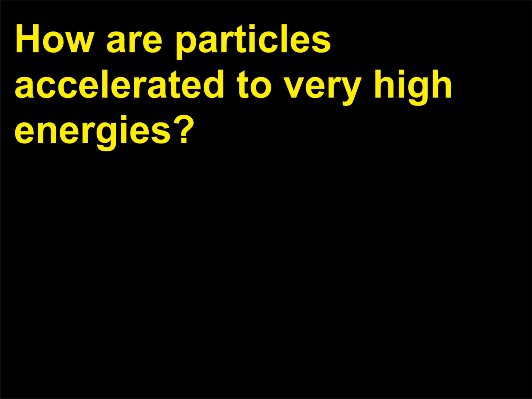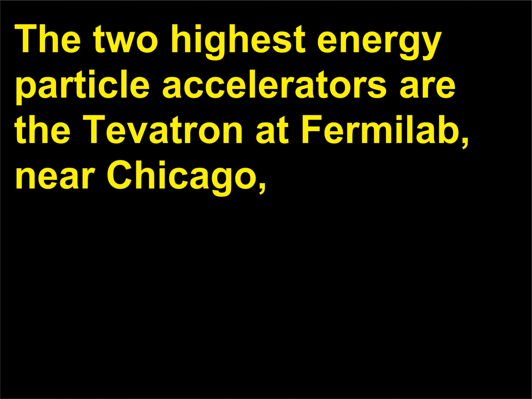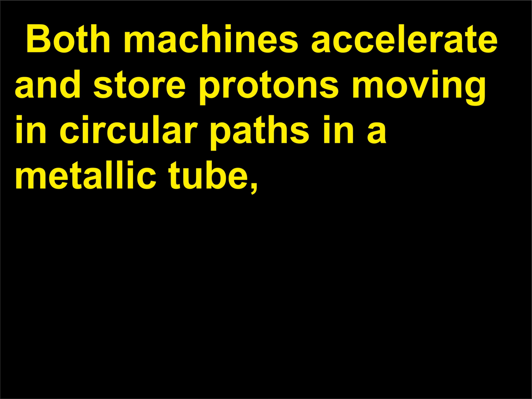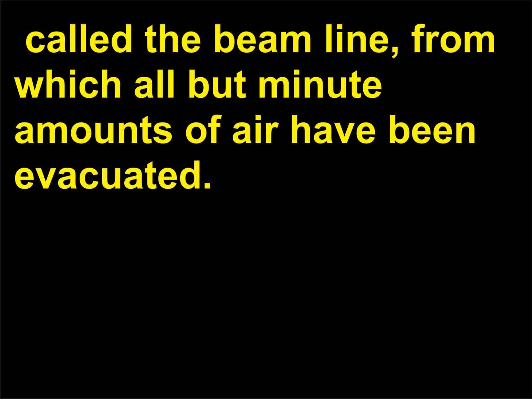How are particles accelerated to very high energies? The two highest energy particle accelerators are the Tevatron at Fermilab, near Chicago, and the Large Hadron Collider, LHC, at CERN, European Organization for Nuclear Research, near Geneva, Switzerland. Both machines accelerate and store protons moving in circular paths in a metallic tube, called the beam line, from which all but minute amounts of air have been evacuated.